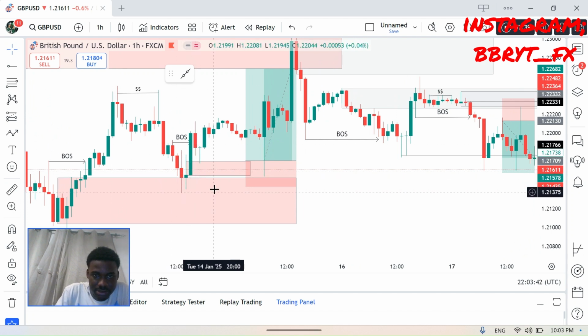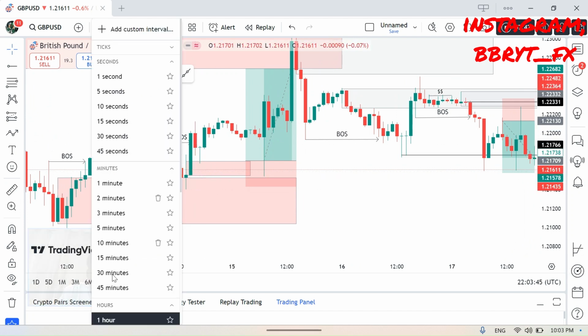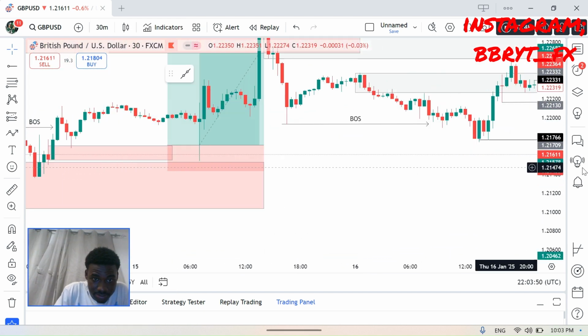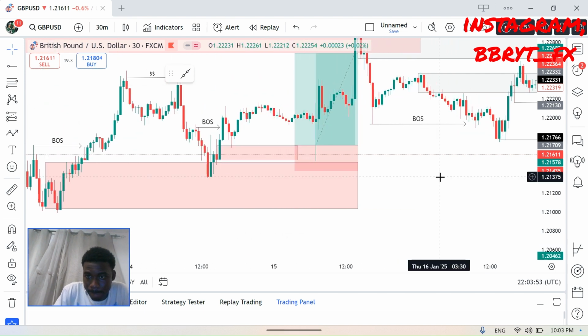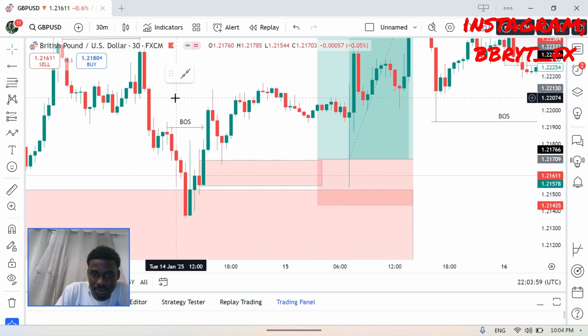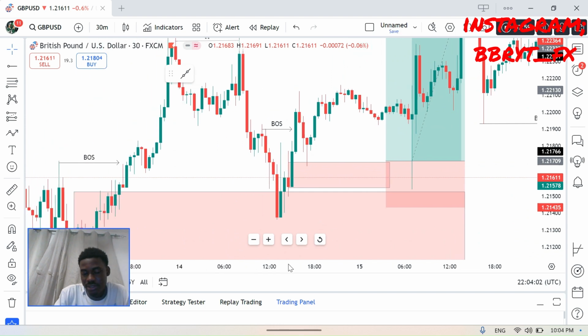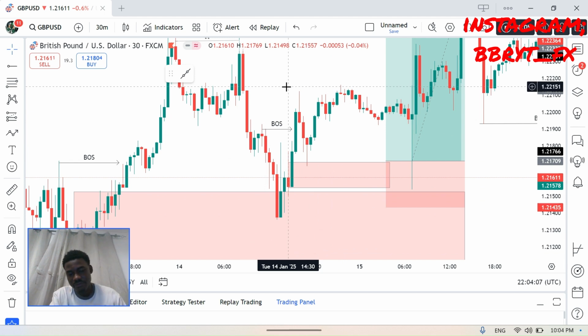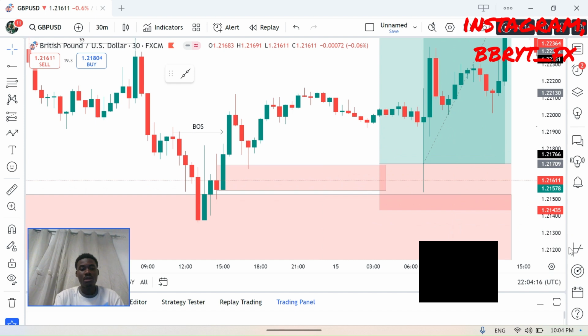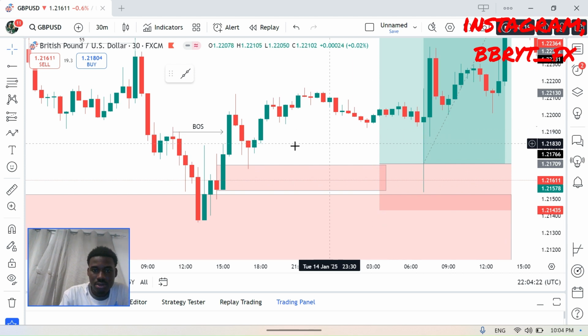As soon as price tapped into it, I came back and went down to the 30-minute chart and marked out another break of structure. Since price is fractal, what happens on the 1 hour time frame will happen on the 30 minutes, will happen on the 15, will happen on the 5 minutes. What will happen on the daily will happen on the 4 hour, 1 hour. It's fractal, right? I think I need to do a video explaining what that means.